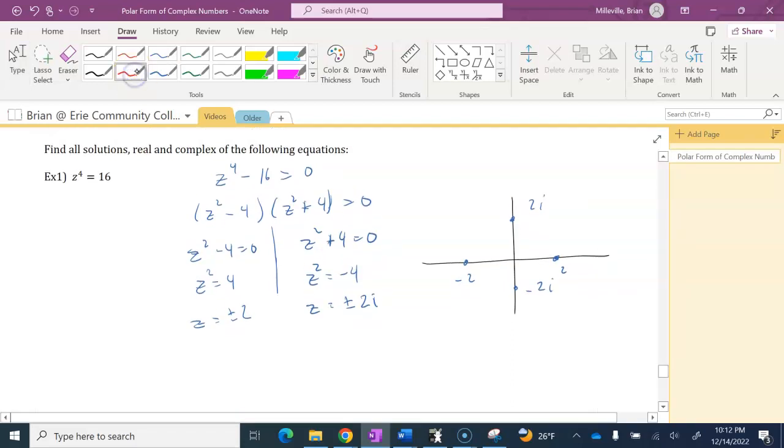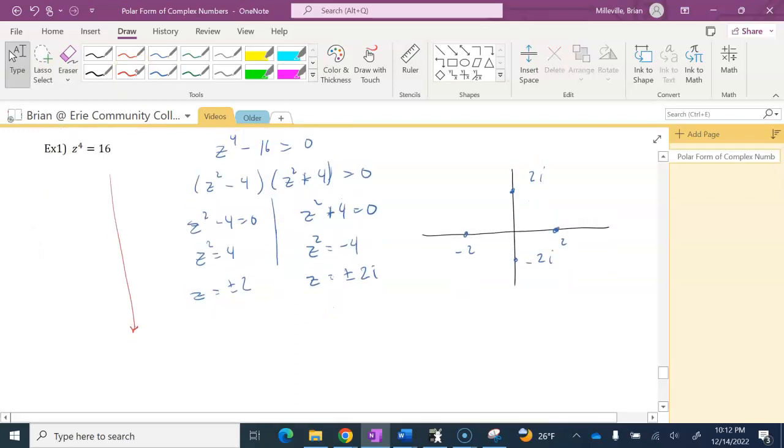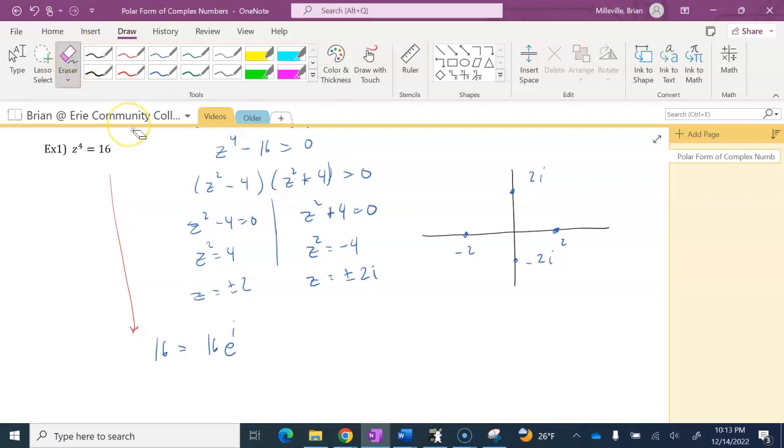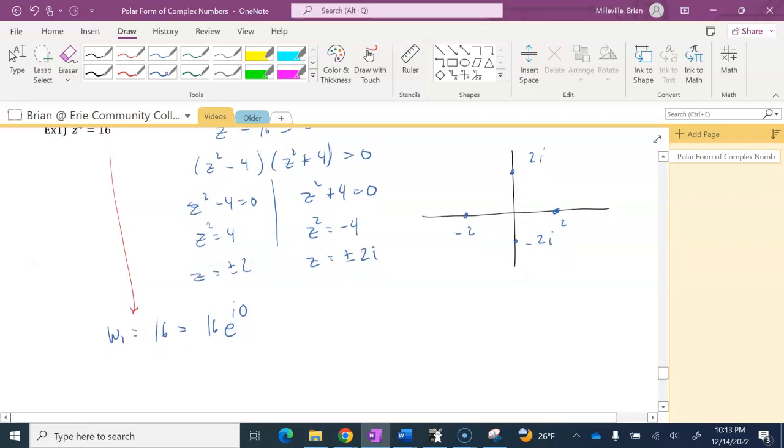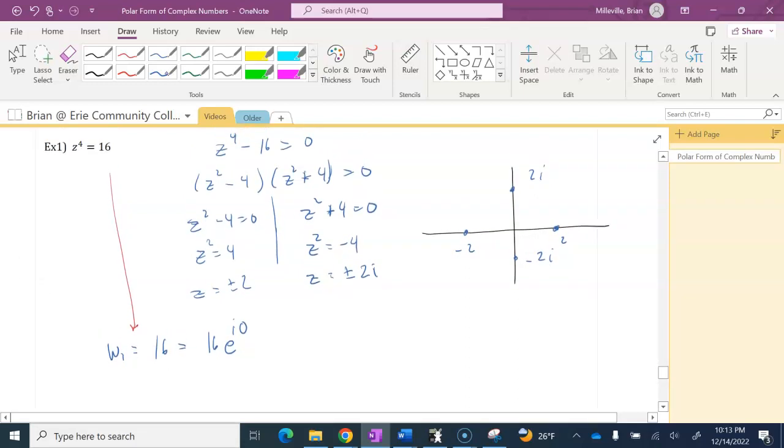So what I want to look at here is the polar form of the complex number 16 itself. The real number 16 we could rewrite as its radial length, 16, times e to the i times the angle theta, which in this case could be 0. That's one way to write down the complex number in polar form. Let's call that number w sub 1, the first way we can write this down. There's 4 solutions to it, and there are going to be other ways to write that.